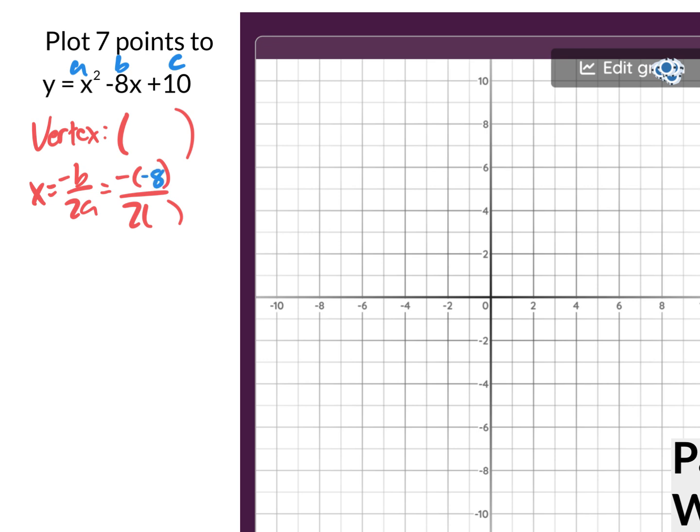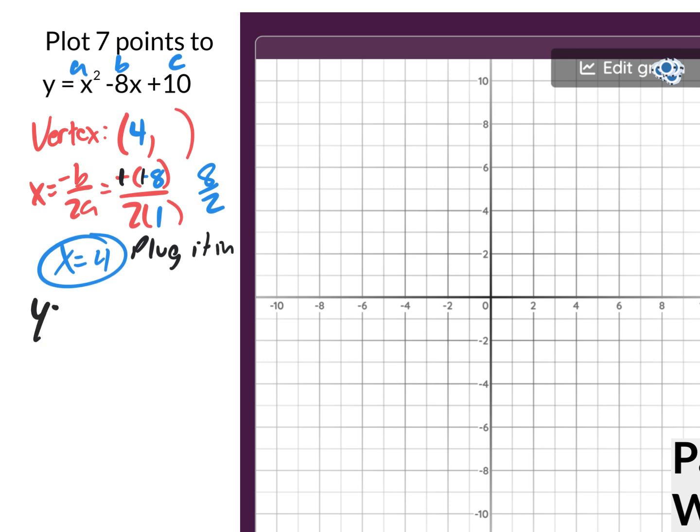So that's a negative 8 right there, a positive 1. So a negative and a negative change to a positive. What we really have here is 8 divided by 2. So your x value is 4. That is the x value of your vertex. The x value is 4. How do you find the y value? Simply plug it in. Plug it into the original equation.